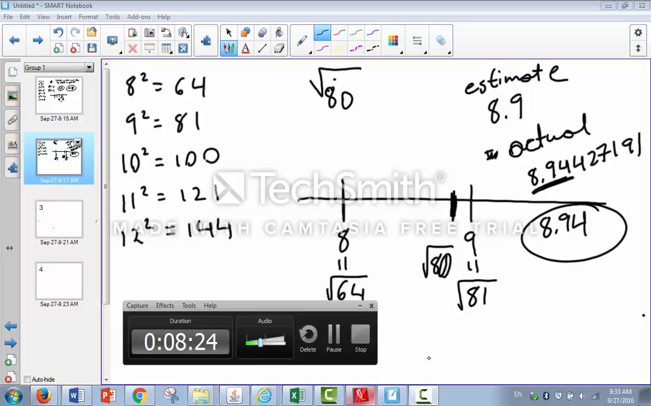If you don't know how to use your calculator properly, please send me an email or come see me during Math Help Wednesdays 1 to 3. Also, please try to memorize your perfect squares up to 12 times 12. Thank you.